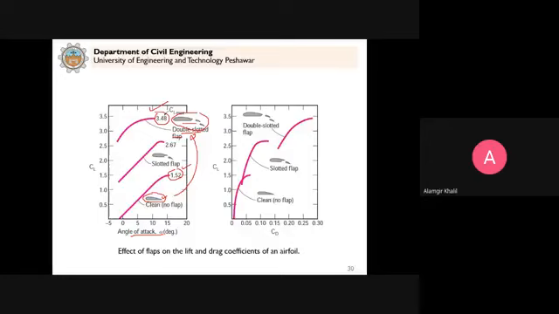But there is a disadvantage. Why? Because you can see for no flaps, the drag coefficient is here, let's say 0.06. But when you provide a double slotted flap, the lift force is maximized, but the drag force is also increased on the aeroplane from 0.06 to more than 0.25. So in this case, what will happen? The engine has to use more power to push the aeroplane in the forward direction.